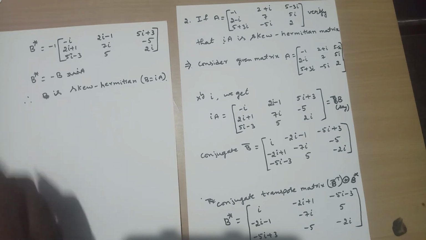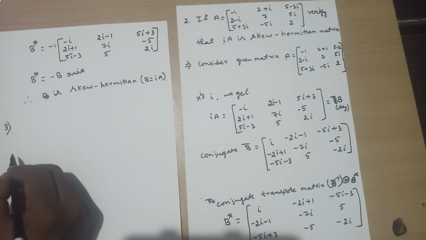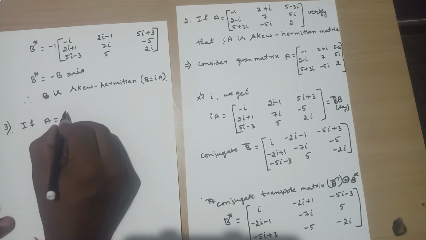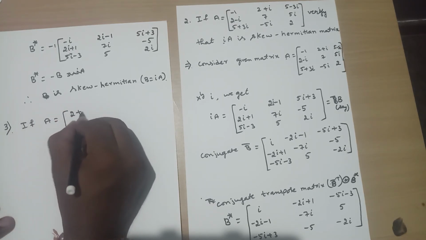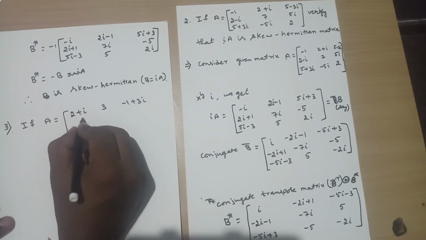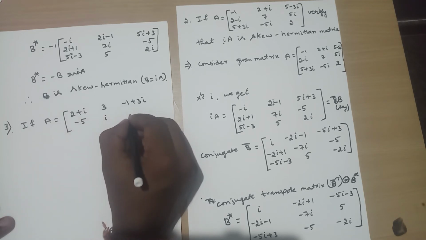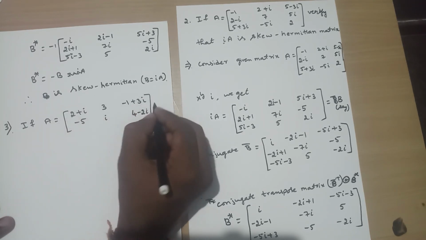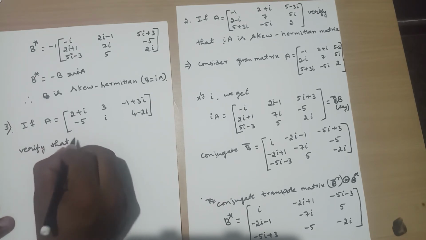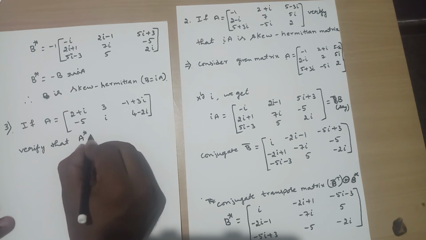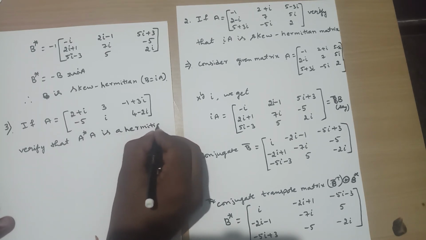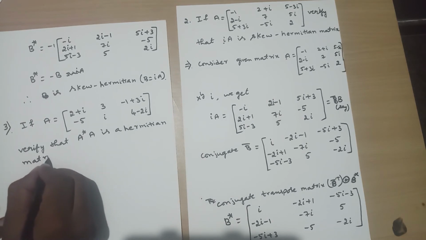So next problem. If A equals 2 plus I, 3, minus 1 plus 3i, minus 5i, 4 minus 2i, verify that A star into A is a Hermitian matrix.